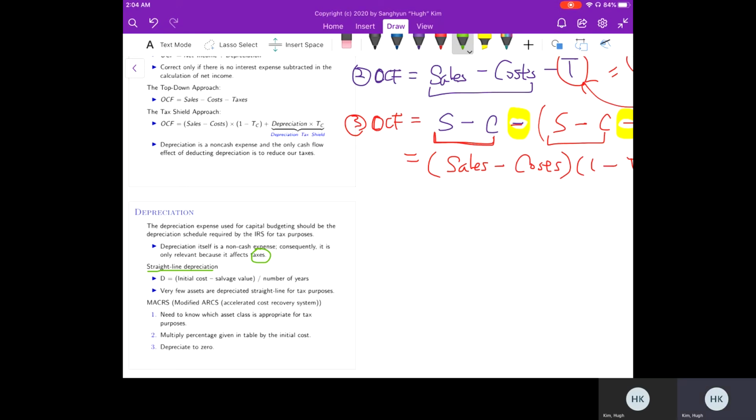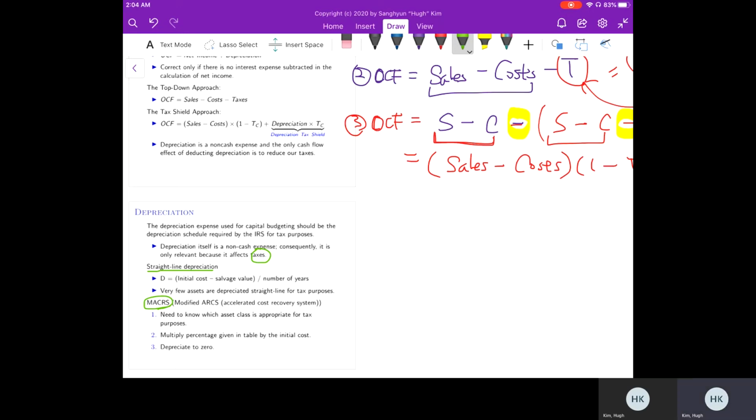The depreciation expense used for capital budgeting should be the depreciation schedule required by the IRS for tax purposes. This is known as the MACRS schedule, the modified accelerated cost recovery system. As the name implies, MACRS allows firms to depreciate more in early years and less in later years, which helps firms reduce tax burdens.